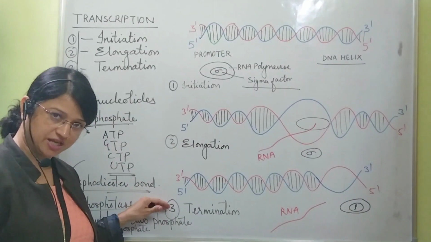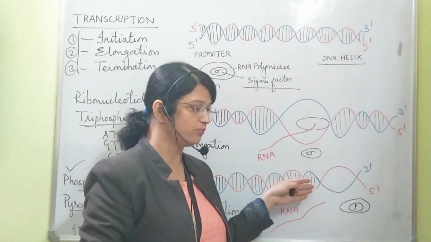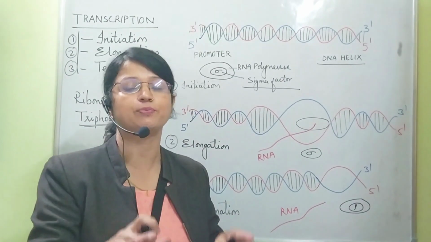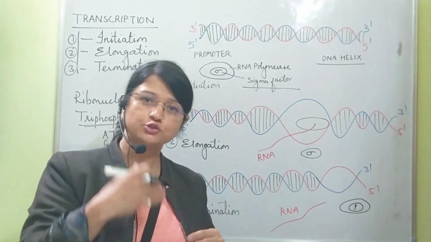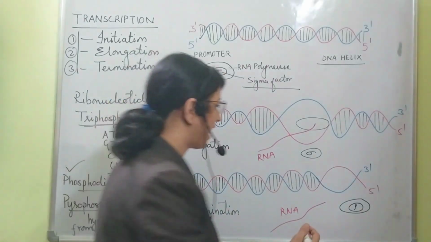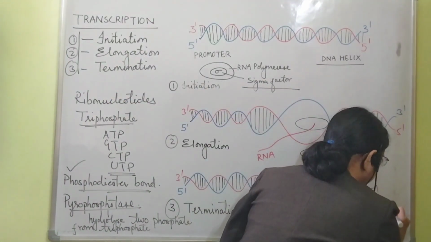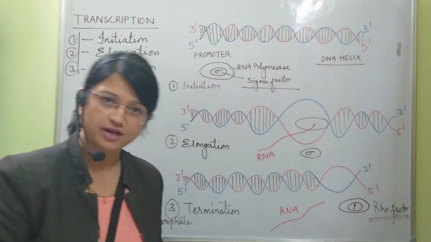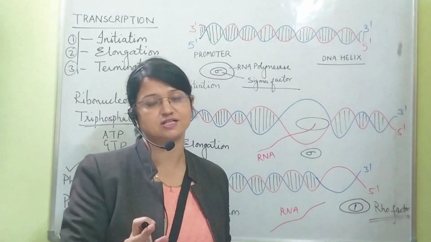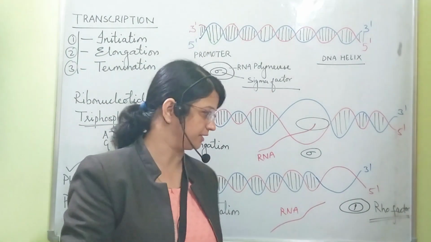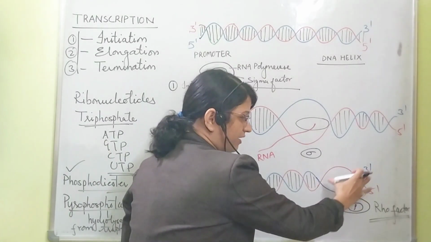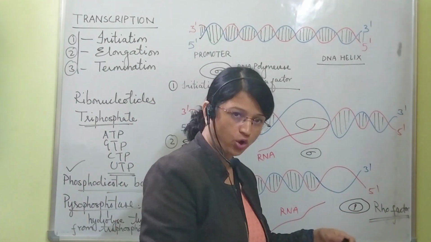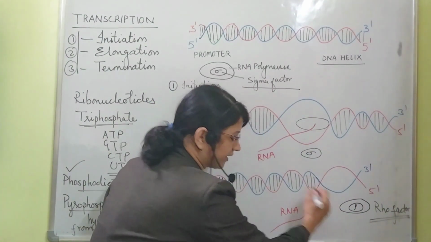The third step is termination. RNA polymerase will move and reach the terminator site. The terminator site is that site where the process of transcription will stop. And to stop it, it requires a factor, and that is our Rho factor. In case of prokaryotes, Rho factor is required for the process of termination, and this Rho factor is actually a specific protein. Now what will happen? At the terminator site, the RNA polymerase will be removed, the Rho factor will also detach, and we will get the RNA.